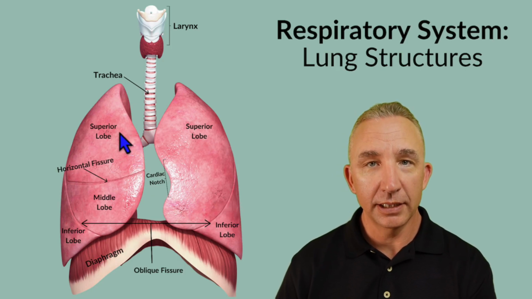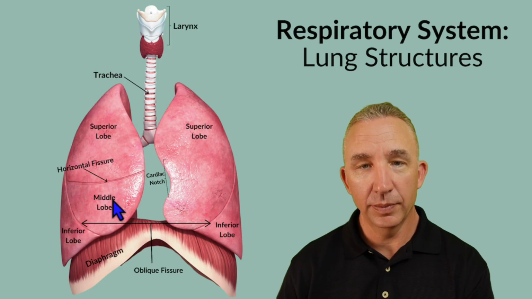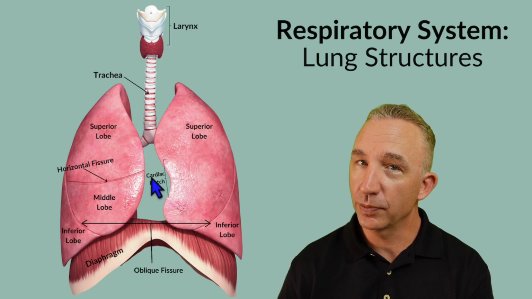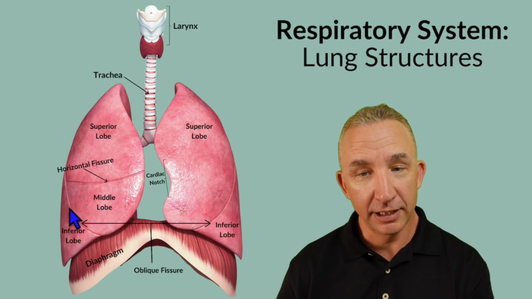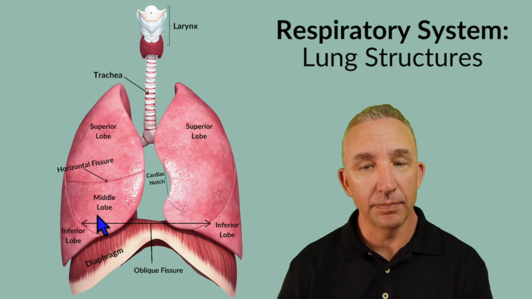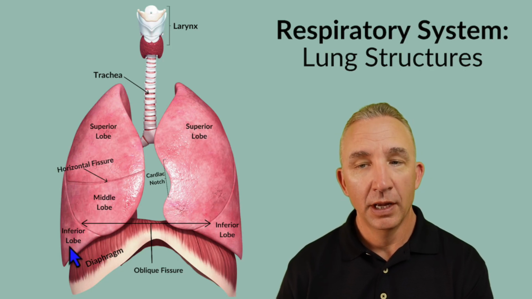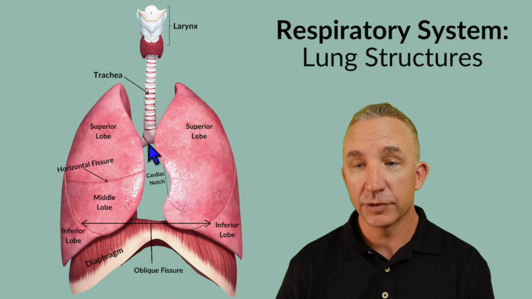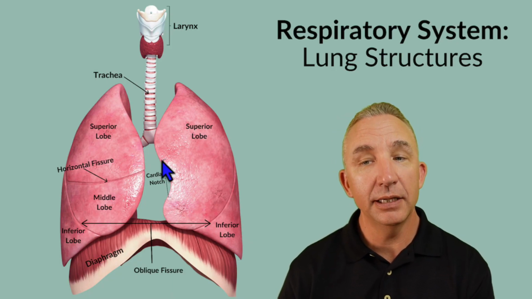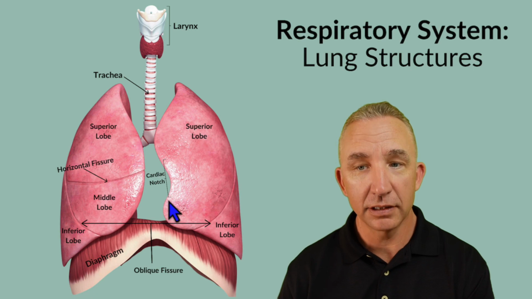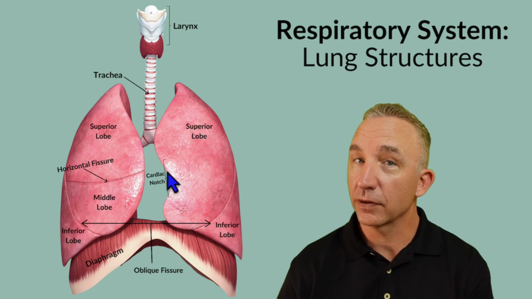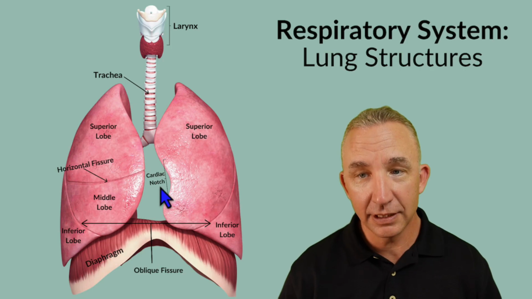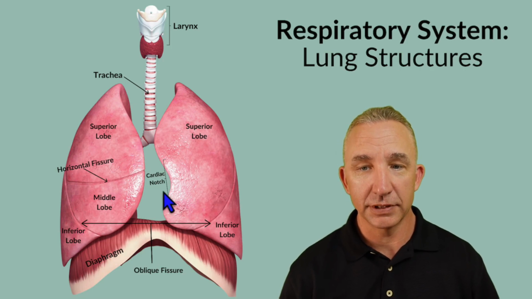On the right side, superior lobe, middle lobe, and inferior lobe. I have a horizontal fissure in between my superior and middle lobe, and then another oblique fissure between my middle and inferior lobe. Remember, we said our left lung is a little bit smaller for the heart. So we have this indentation on the medial side of the left lung called the cardiac notch, referring to the cardiac part of it, the heart. So the heart fits in this region primarily on the left side.